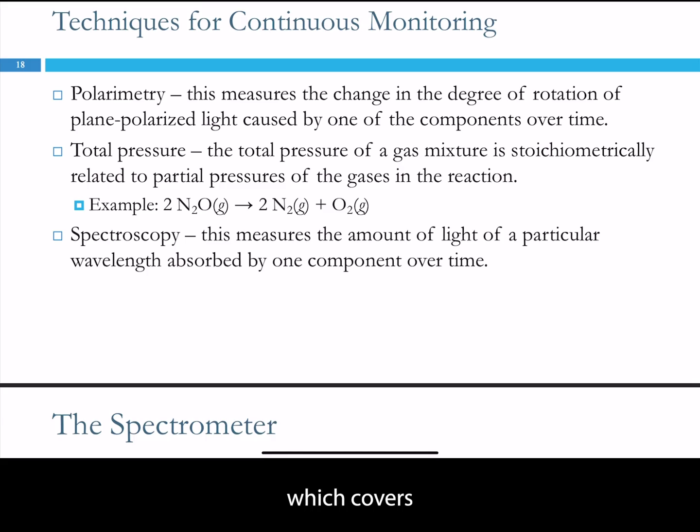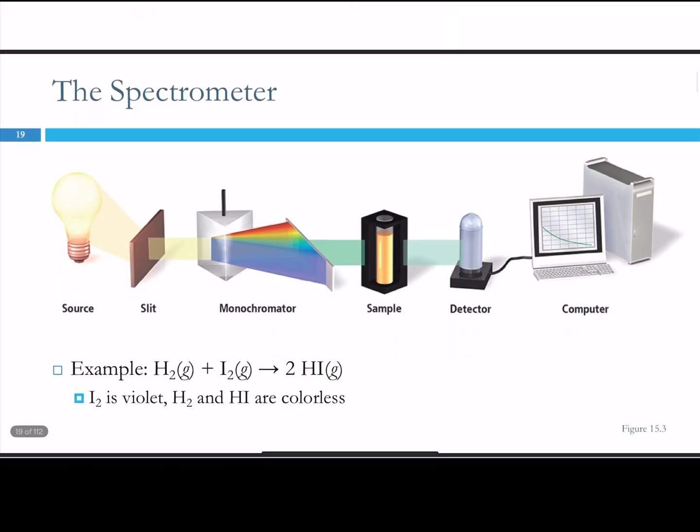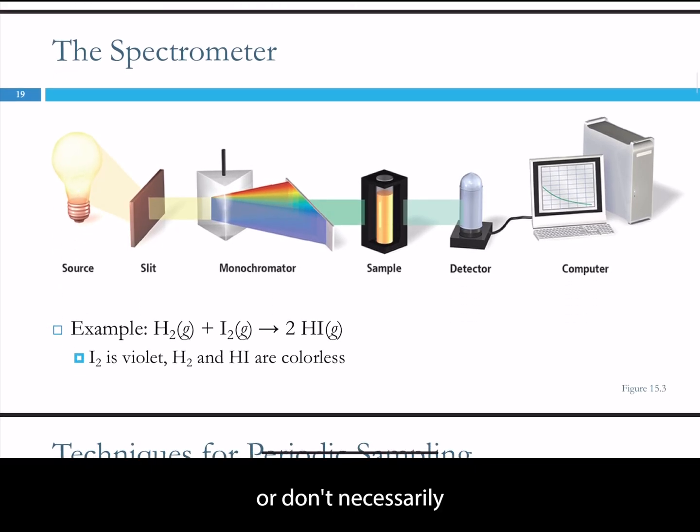Or spectroscopy, which covers a whole bunch of different methods, but usually is measuring the amount of a particular wavelength of light that gets absorbed. If you've got more of that molecule, it absorbs more light. And those can be continuous, or don't necessarily have to be continuous. Periodic sampling.